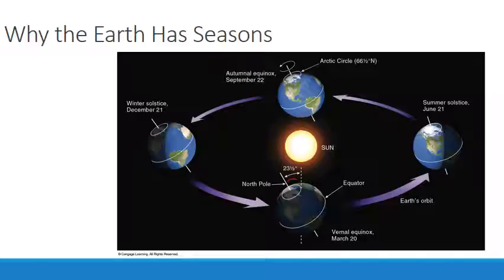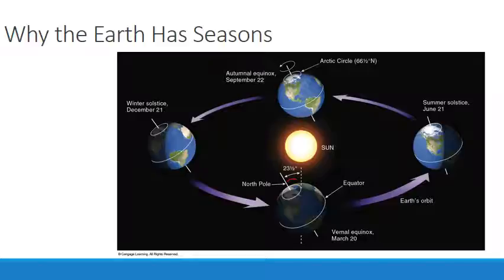So in December, the northern hemisphere is tipped away from the sun, and you see the southern hemisphere is tipped toward the sun. That's why we have the opposite seasons in the northern hemisphere from those that are experienced in the southern hemisphere. So it also explains something about the angle of sunlight.